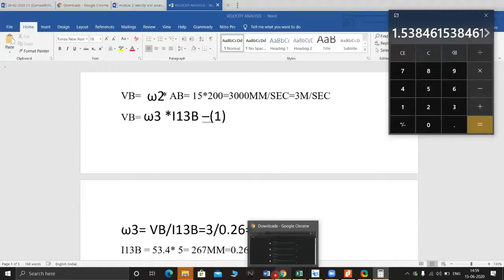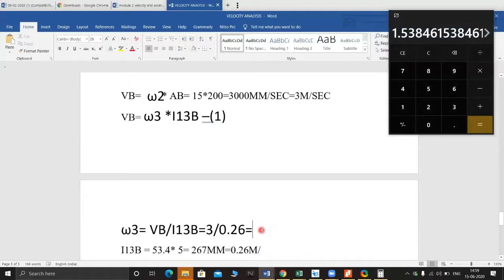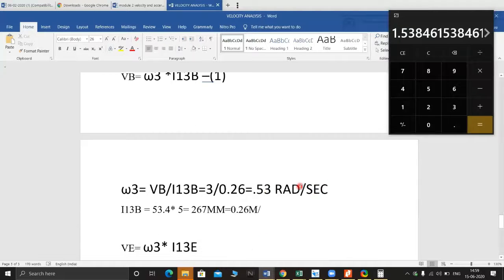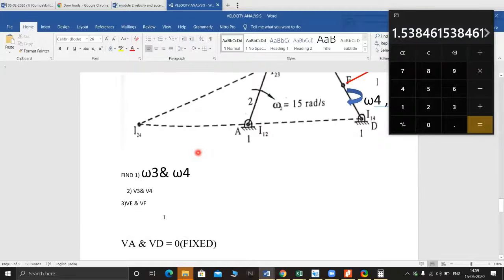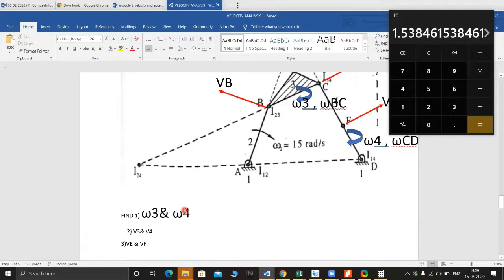11.53. What is the unit of omega? Radian per second. So in the first question we got omega 3. Next we need to find omega 4.